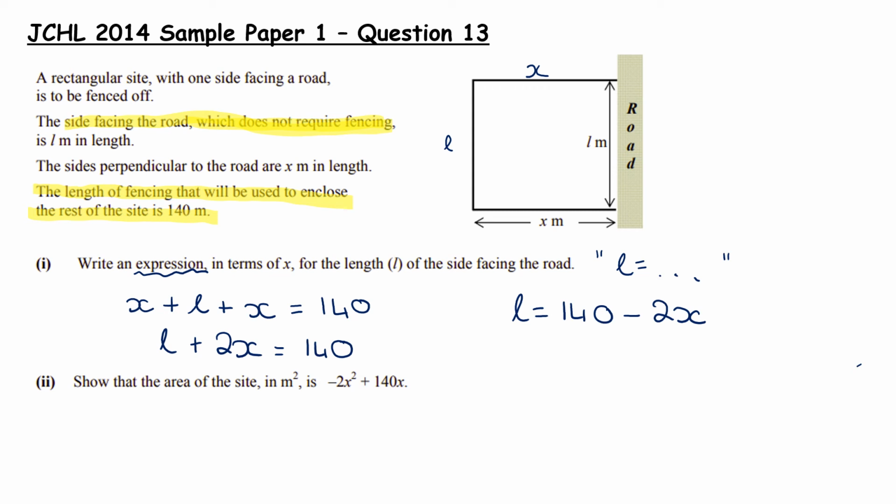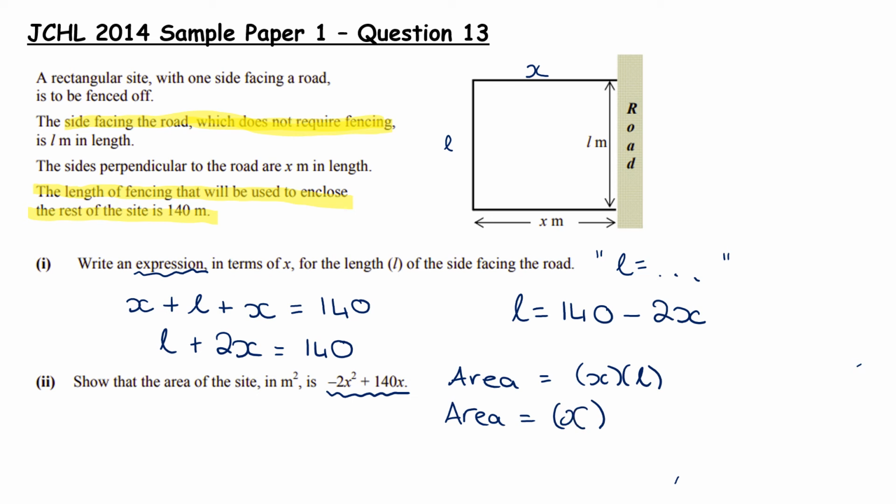Show that the area of the site in meters squared is minus 2x squared plus 140x. Okay, so to get the area, we multiply length by width, which is x by L. Now, that's just XL or LX, but we want to make it look like this. Notice that that expression does not have any L. So we're not going to be able to use L. Instead, we're going to use the expression that we've just worked out for L.